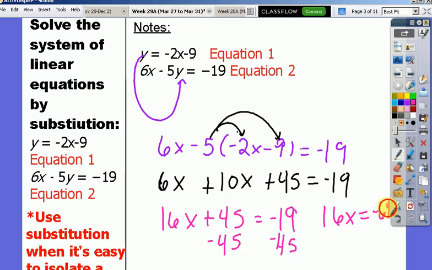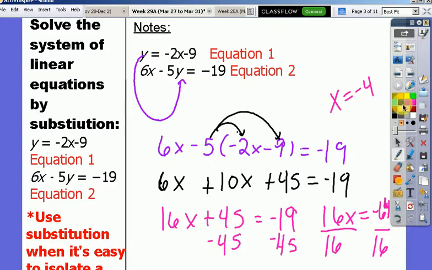Okay. And then what do I do? Then you divide by 16. So what does x equal? Negative 4. Okay. Are we good so far? Yeah.